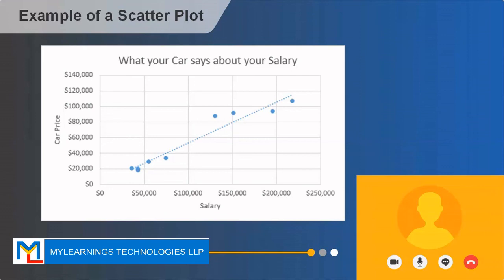Hopefully that gives you a basic understanding of what a scatter plot is. We will get into more depth of how to create these scatter plot graphs using Tableau in subsequent lessons.